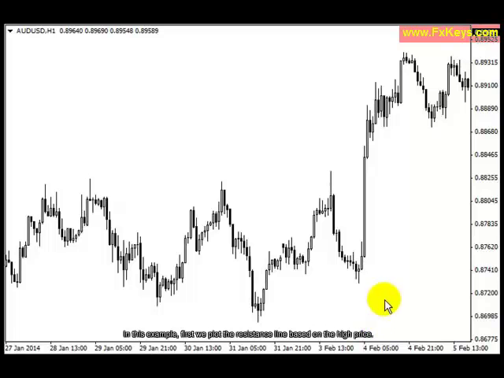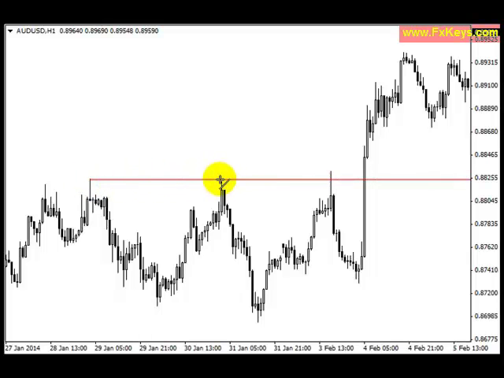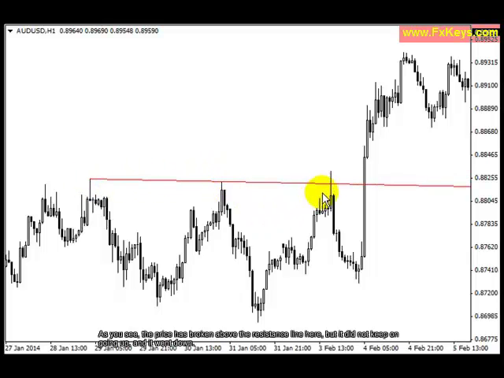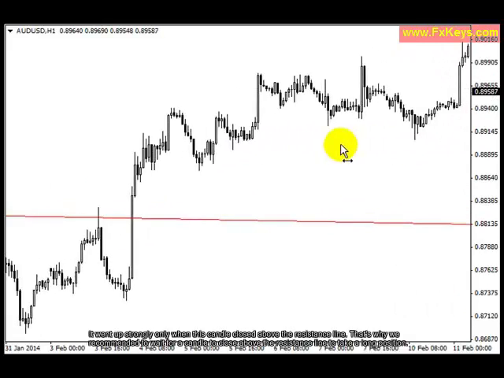In this example, first we plot the resistance line based on the high price. As you see, the price has broken above the resistance line here, but it did not keep on going up, and it went down. It went up strongly only when this candle closed above the resistance line. That's why we recommend waiting for a candle to close above the resistance line to take a long position.